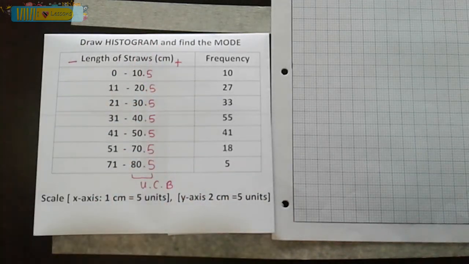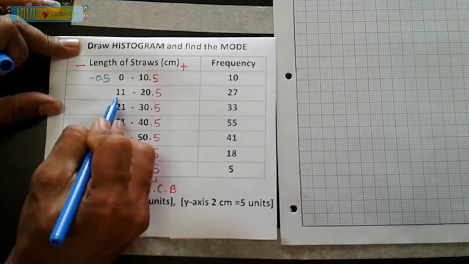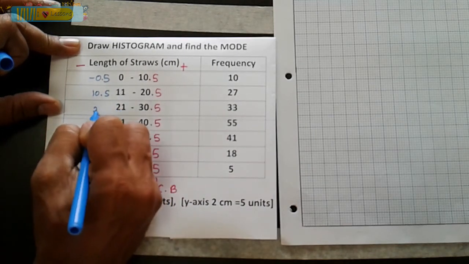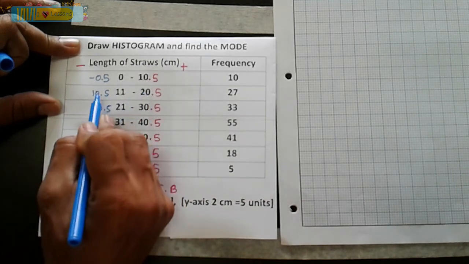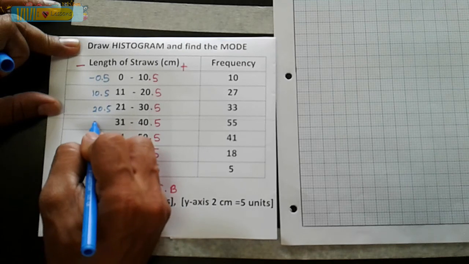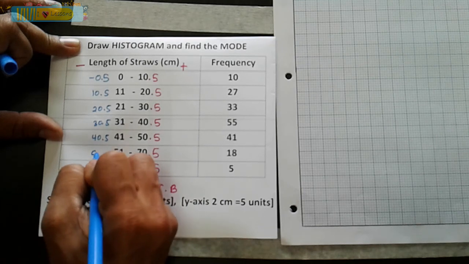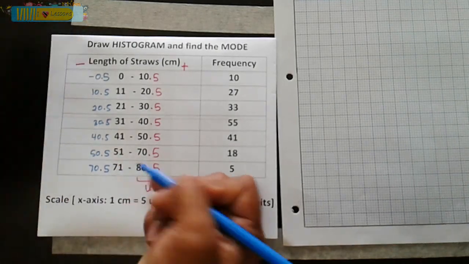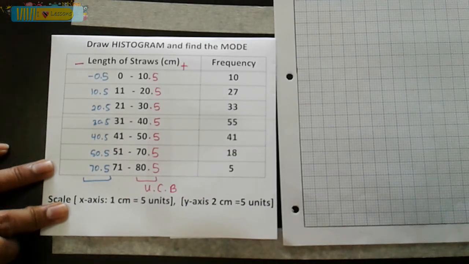Now, don't forget we have to minus 0.5 from all the numbers on the other side. So 0 minus 0.5 is minus 0.5. 11 minus 0.5 is 10.5. 21 minus 0.5 is 20.5. And we keep going. You notice that this number matches up with this number, and this number matches up with this number. So it shouldn't be too hard to see the pattern. And of course, 70.5. So all the numbers on this side got smaller by 0.5.